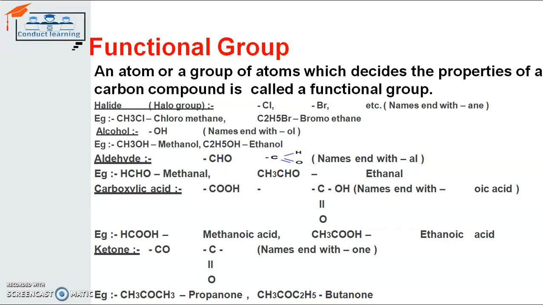The first example of functional groups is the halide or halo group. The halo group contains two different atoms, one of chlorine and one of bromine, and when this chlorine or bromine is added to an already existing carbon compound, it changes its property and also the name of that carbon compound. Let's see how it happens.